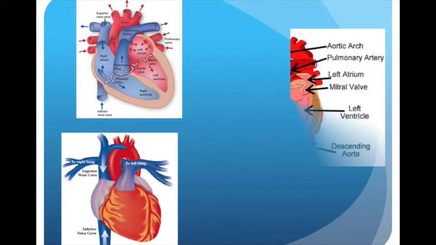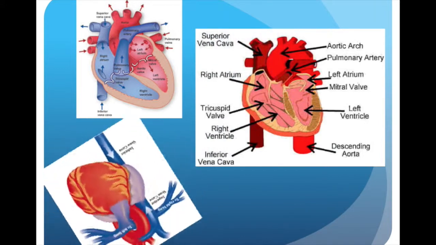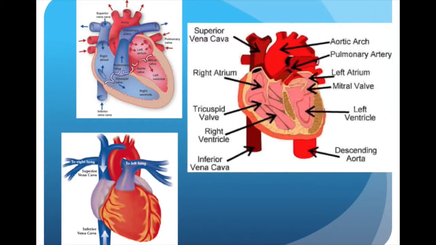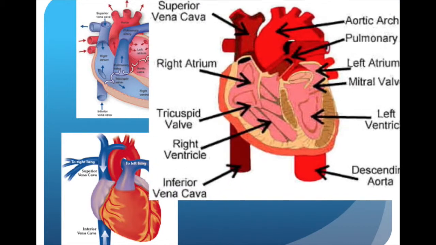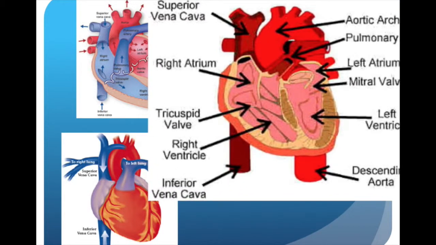Four types of valves regulate the flow of blood in the heart. The tricuspid valve regulates the flow of blood between the right atrium and right ventricle. The pulmonary valve controls the flow of blood from the right ventricle into the pulmonary arteries, which lead blood into the lungs to collect oxygen.